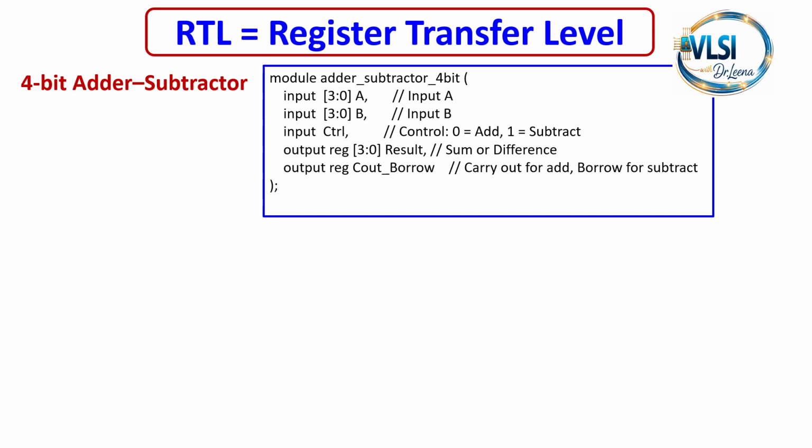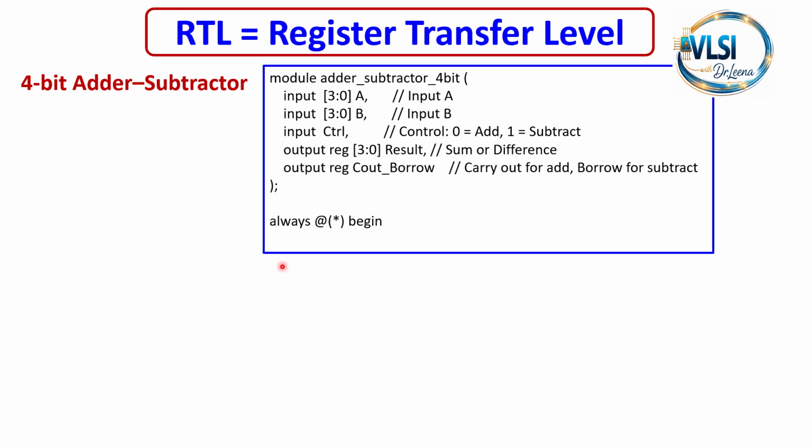After closing the bracket, we need to perform the operation. Always at, open the bracket, star, close, begin. This we know, we do it for all of them. That is, the always block describes the combinational logic behavior. And this @(*) means that the block executes whenever an input changes. So after giving this, we need to perform the operation.